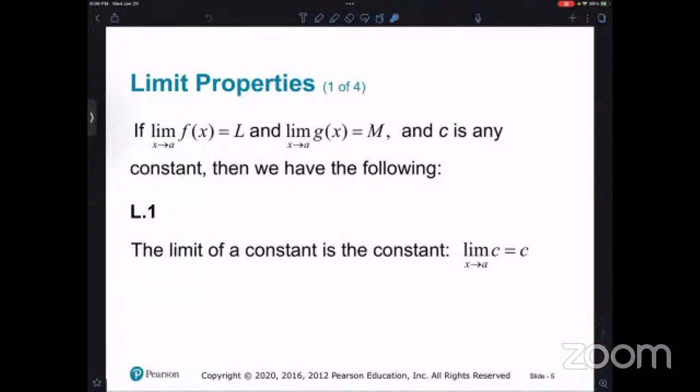So the first property says the limit of a constant is the constant, right? So a constant, if you think about that graph, is just going to be a flat horizontal line through whatever c is, right? So then as x approaches any number coming from the left or the right, because the graph is a flat horizontal line, it should always approach c, all right? So that's why the limit as x approaches a of a constant is just going to be the constant.